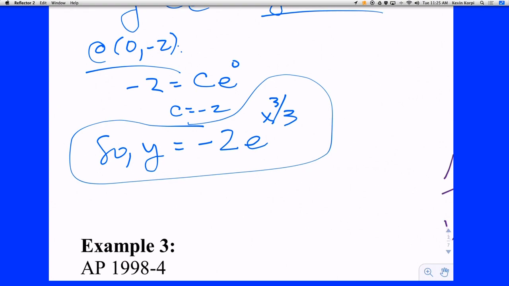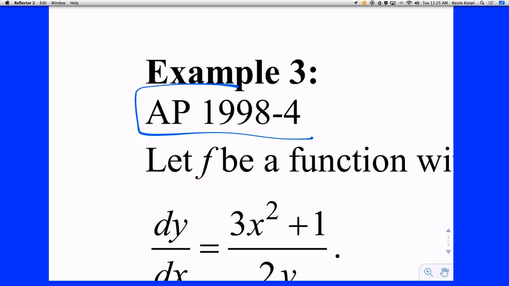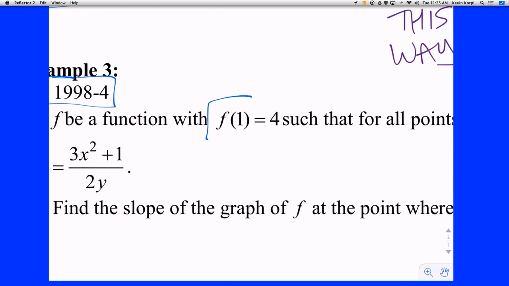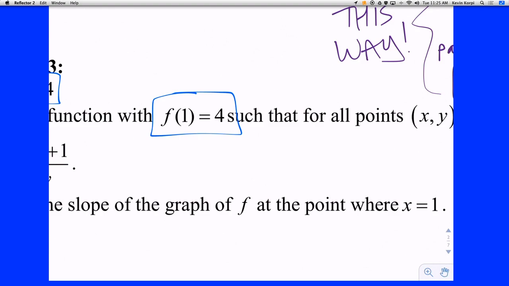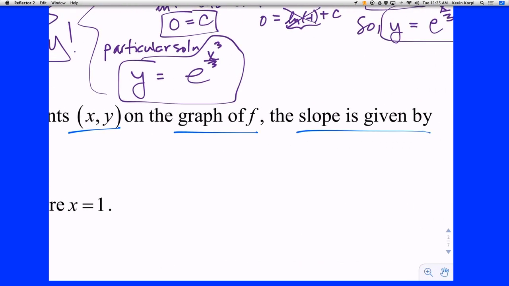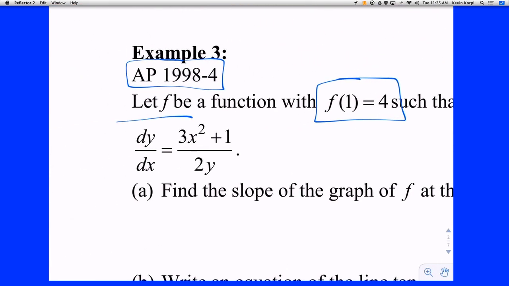All right, let's look at one from an actual AP exam. Way back in 1998. This was question 4 on the free response. Let f be a function with f of 1 equaling 4, such that for all points x, y on the graph of f, the slope is given by this. Notice that it's a differential equation, and it's in terms of both x and y. We've got x's in the top and y in the bottom.